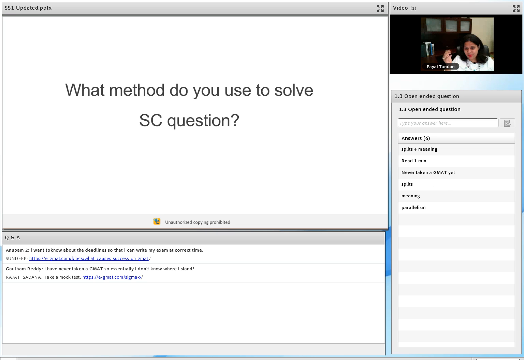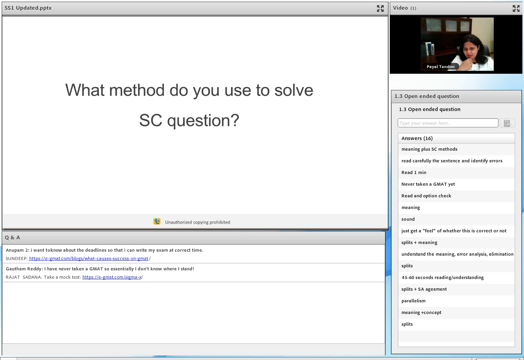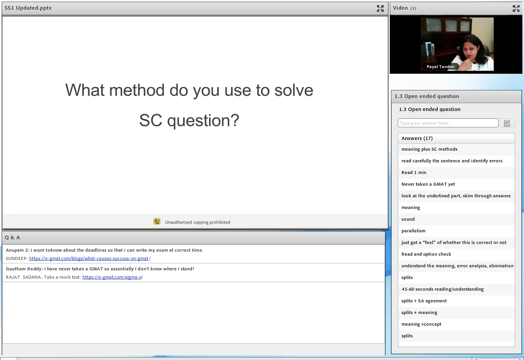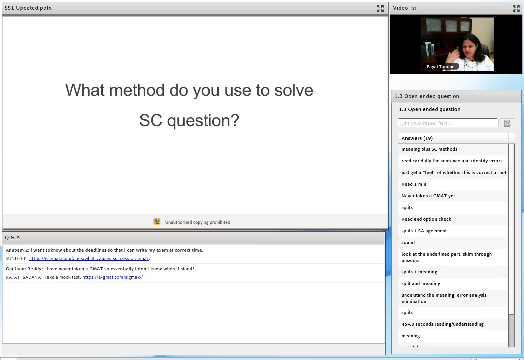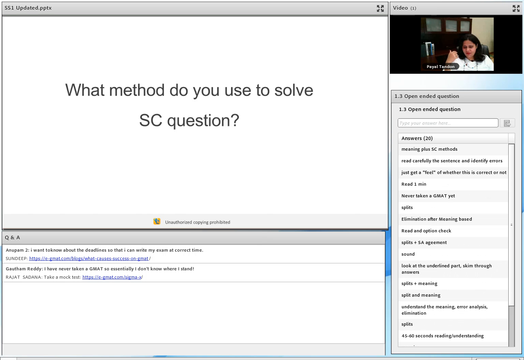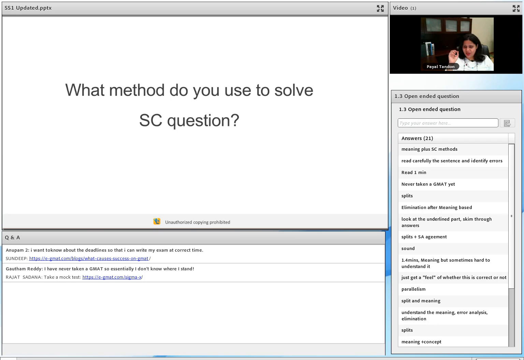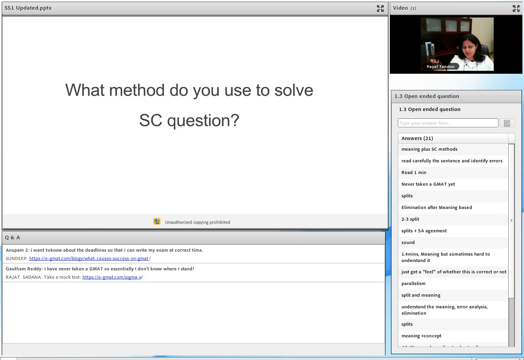Okay, I see splits plus meaning. Read for 1 minute, just get a feel of whether this is correct or not. Splits plus subject verb agreement. Read carefully the sentence, identify meaning plus SC methods. So I see that some of you have written meaning, some of you have written more from a conceptual standpoint, or splits, elimination after meaning-based.